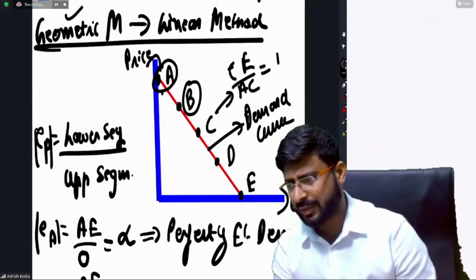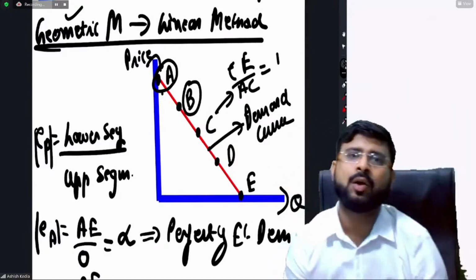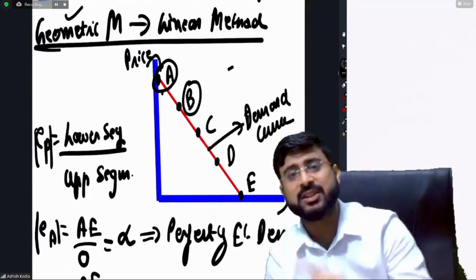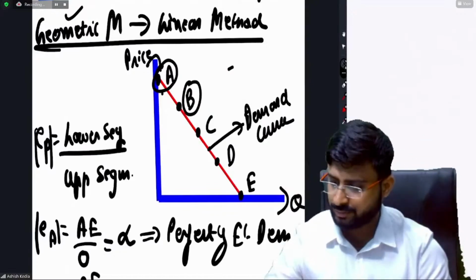So this is the geometric method. Lower segment by upper segment, lower segment by upper segment, lower segment by upper segment. Everybody write down in the chat: lower segment by upper segment. Write it down, then only I will speak further.